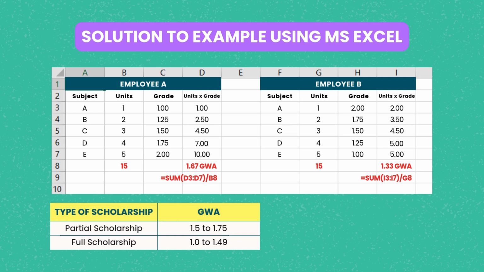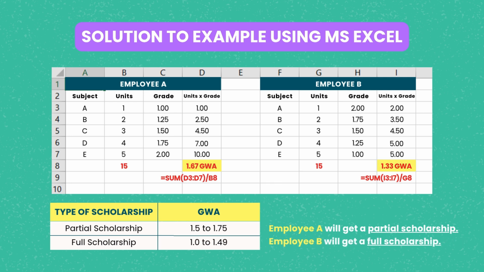Recall, the employee will get a partial scholarship if the general weighted average is 1.5 to 1.75, and full scholarship if the general weighted average is less than 1.5. So, since employee A has a general weighted average of 1.67, he will get a partial scholarship, while employee B with a general weighted average of 1.33 will get a full scholarship.